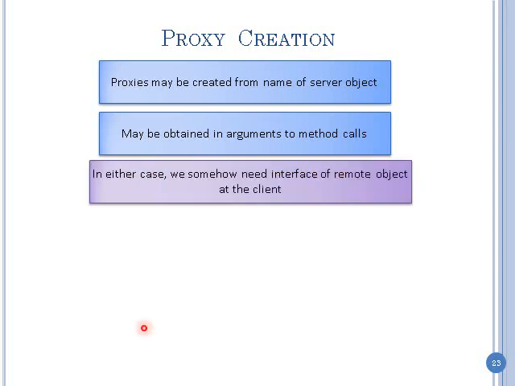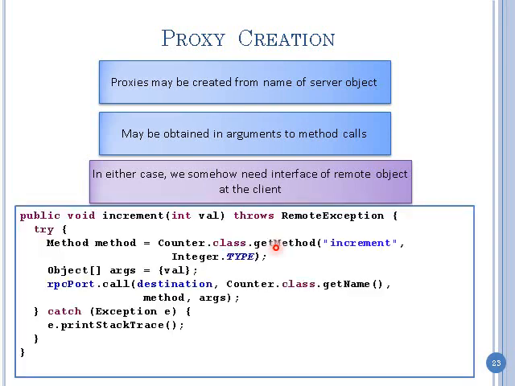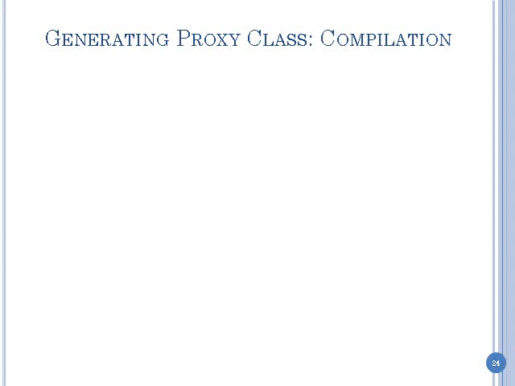In either case, like someone said, we somehow need an interface of a remote object at the client. Okay, we need that interface to be around to declare variables of that type. So how can we go and, that picture showed you the interface. So how can you generate a proxy class? We need a proxy class of the kind that I just whizzed by. That proxy class can be compiled.